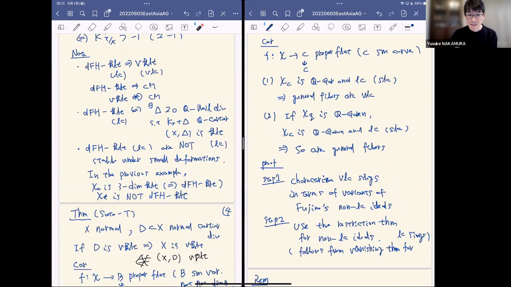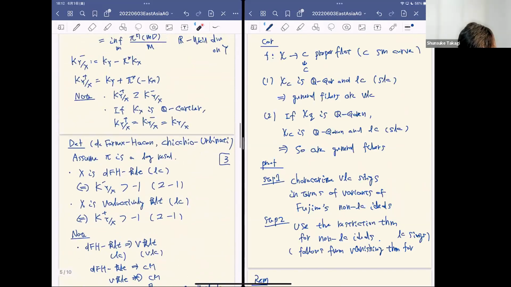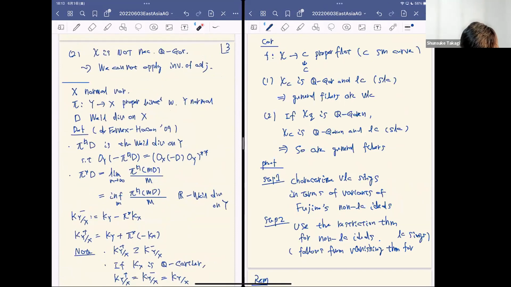Thank you very much. Any other questions or comments? Why is it called variative something? Because I think this natural product is defined in some sense variative. We look at the variation, and in order to define this Weil divisor, we look at the variation.